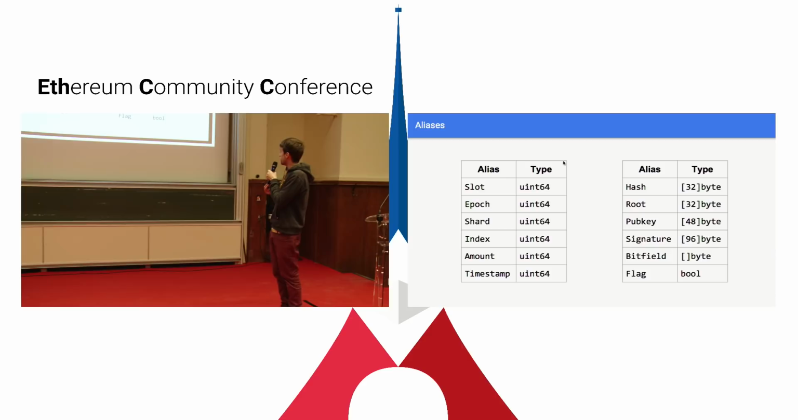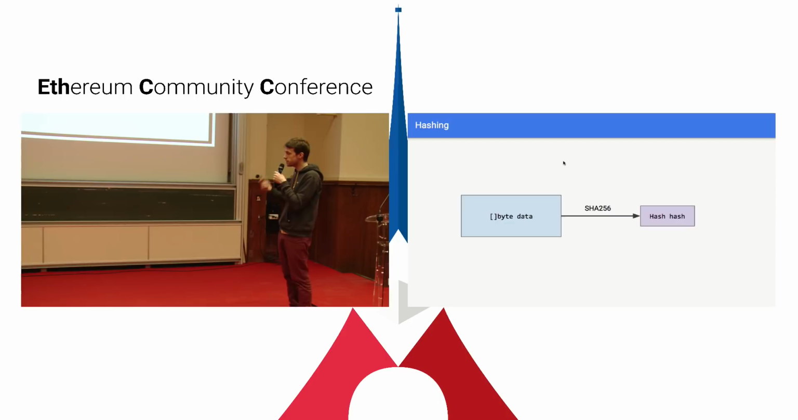And then when we look at bytes, we have hashes and roots. So roots will be kind of Merkle roots. We have pubkeys, signatures, bit fields, and flags. And that's the bulk of the basic objects we'll be working with. And then we'll be building even more complex objects with these basic things.